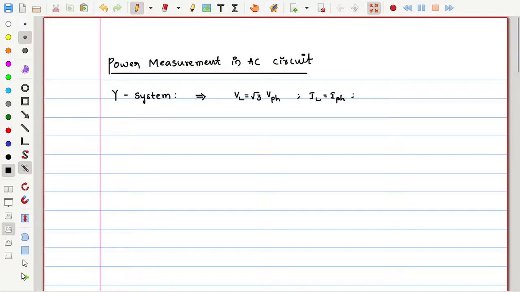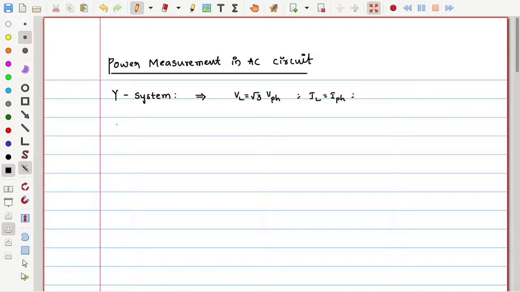Remember one point here that I am talking about only the magnitudes. When we talk only about the magnitudes, these relationships hold good. If I want to say it in phasor form, I can say the line voltage leads the phase voltage by 30 degrees. So this point also you should carefully observe, and that we had seen through a phasor diagram.